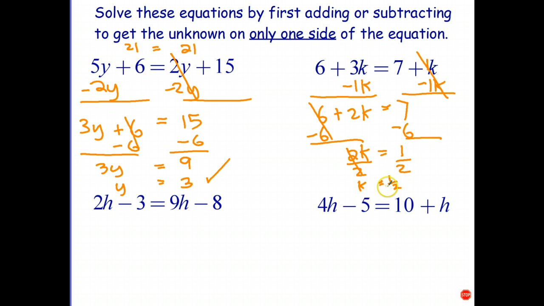Often if you get fractions, it gets a bit too hard to substitute unless you use a calculator, but this one's not too bad. 3 times 1/2 is, sorry, 3 times 1/2 is 3 halves, which is 1.5. 6 plus 1.5 is 7.5. And 7 plus 1/2 is 7.5. So that one I can check in my head. And the correct answer is k equals 1/2.